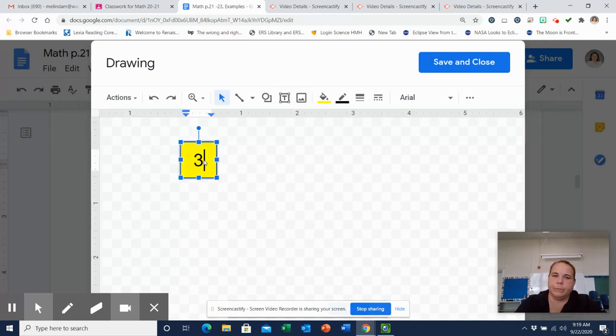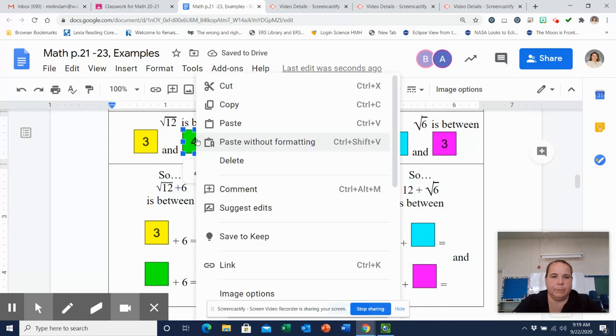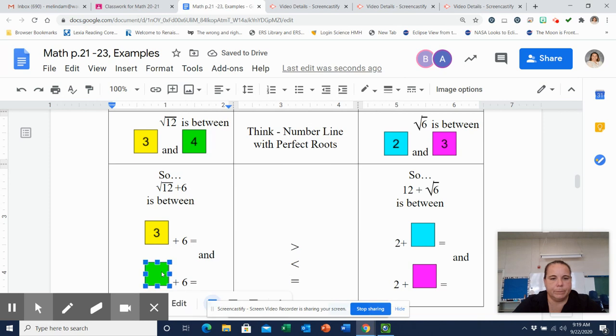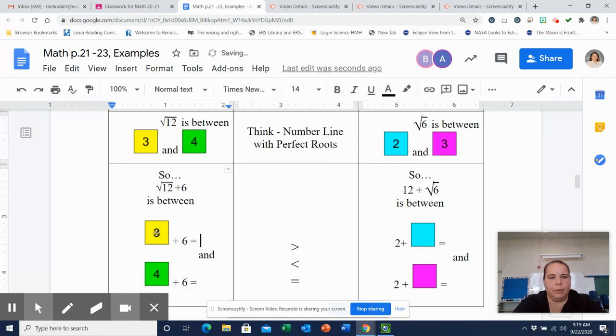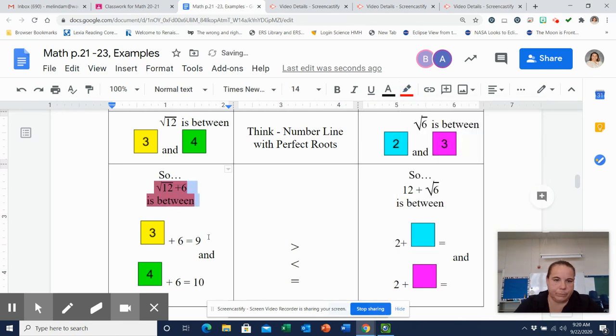Let's just copy and paste, right? The square root is going to be between 3 and 4, right? And so then we can just say, well, 3 plus 6 is 9, and 4 plus 6 is 10, right? So we know that this information right here is going to be between 9 and 10.